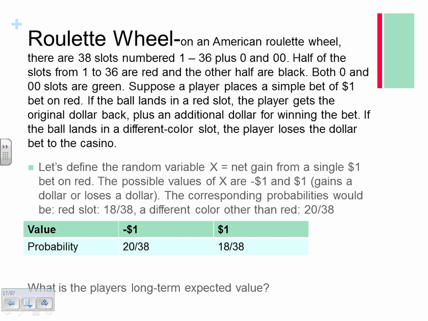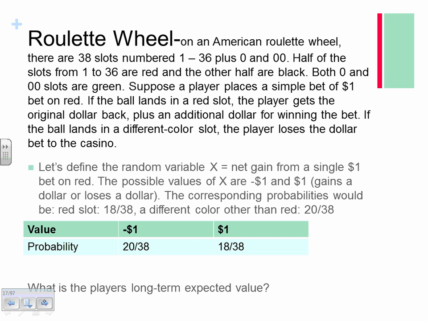The casino wins it. So let's define this random variable X equals the net gain from a single dollar bet on red. Here the possible values for X are basically 1 and -1. You're either going to gain a dollar or you're going to lose your dollar. So the corresponding probabilities for a red slot, so let's see, half of the 36.